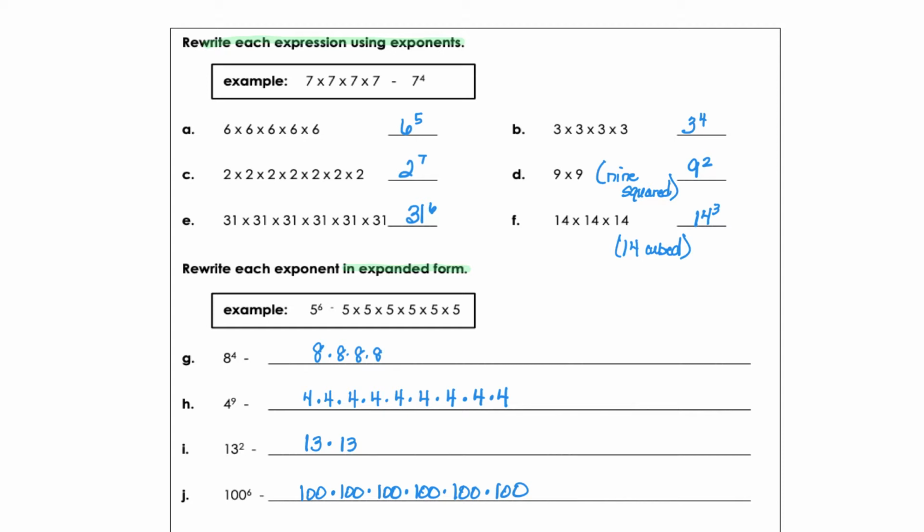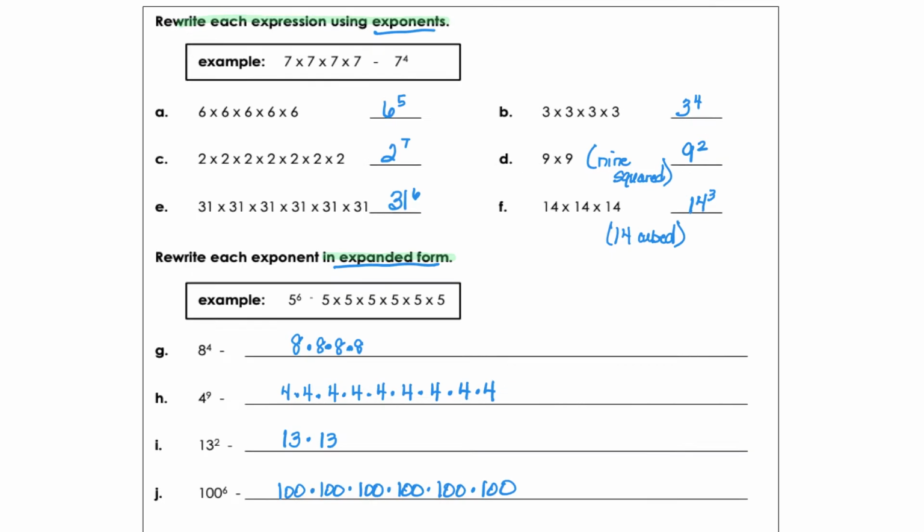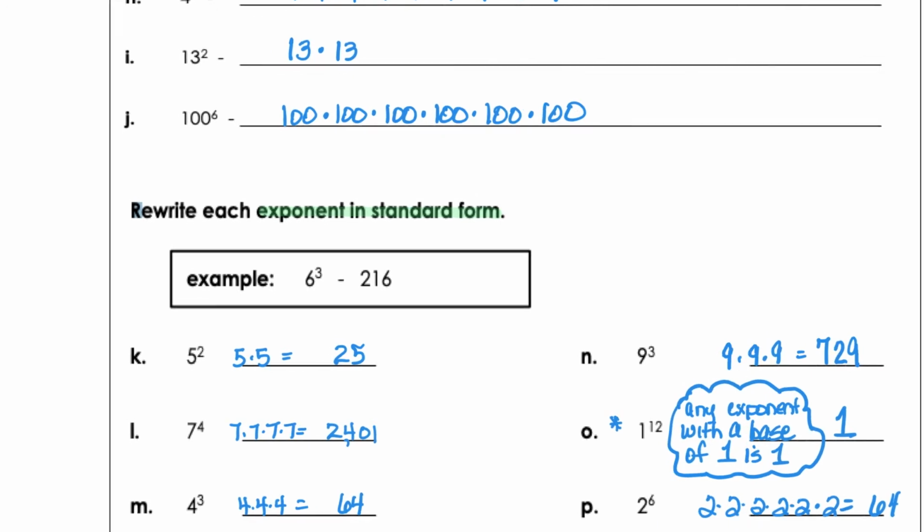The first section was rewriting each expression using exponents. Okay, so you had to use exponents for this one. The next section was in expanded form, so stretching it out. Please notice that instead of using the multiplication sign, I did use these dots in between. Either way is acceptable, but please know in 6th grade and even 7th grade and going forward, that dot means to multiply. And then lastly, what we'll do is take a look at the bottom section, and you can check your final answers there.